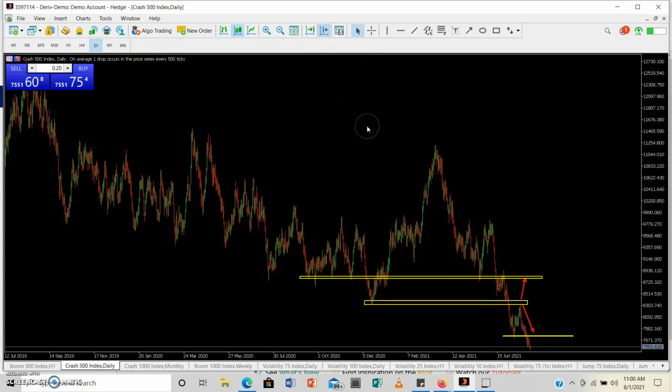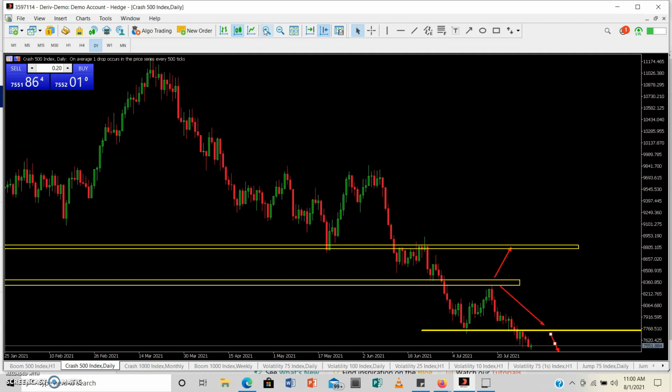So let's look at what's going to happen this week. I've already seen that my support zone has been broken, so I know that we're going to continue in this downtrend on Crash 500, because I've already seen the strong momentum which broke this support level. Let me zoom in so that you can see there was a breakout, a retest, and then price tended to continue going down. So I'm going to add more sell trades to this Crash 500, because I've already seen that the momentum is down.